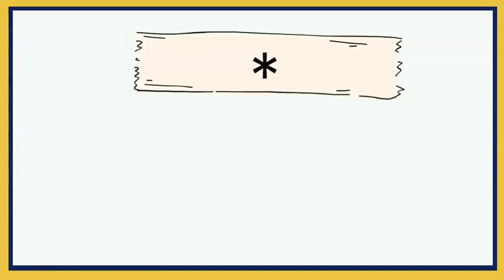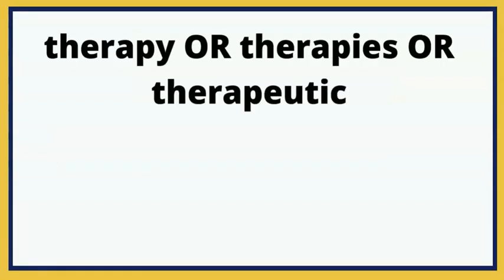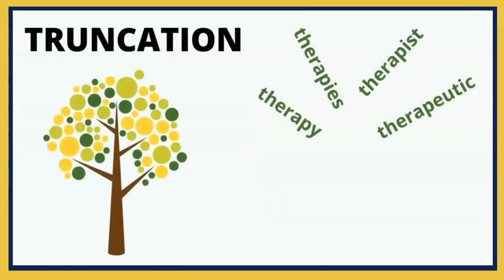Now let's focus on the asterisk. The asterisk is a way that we can broaden our search and take into consideration the many ways we express a root word. Instead of telling the database to search for therapy or therapies or therapeutic, we can simply add an asterisk after the root of these words. This is called truncation because you are cutting the endings or branches off of your keywords and only including the root or trunk of these words.